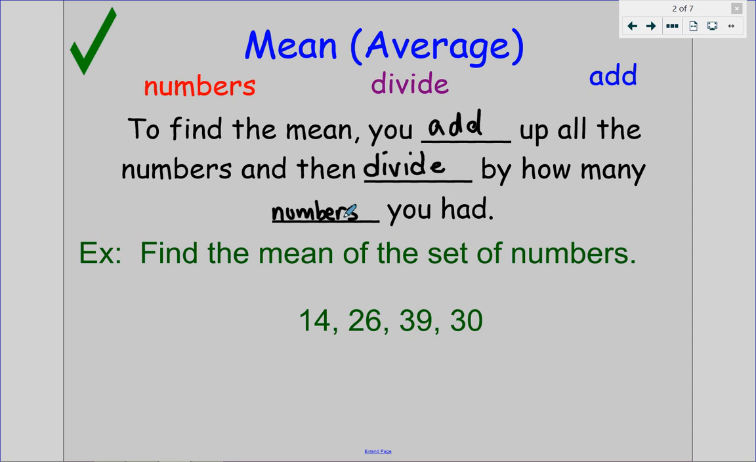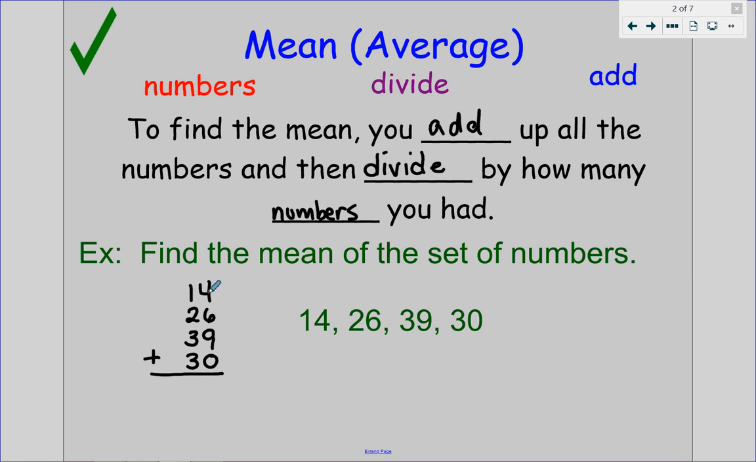So let's find the mean of this set of numbers. Same thing as average, but we're going to call it mean just for a mathematical term. Okay, so 14, 26, 39, and 30. I like to add my numbers up and down like this. It just makes nice columns, and it makes it easier to read and to follow.